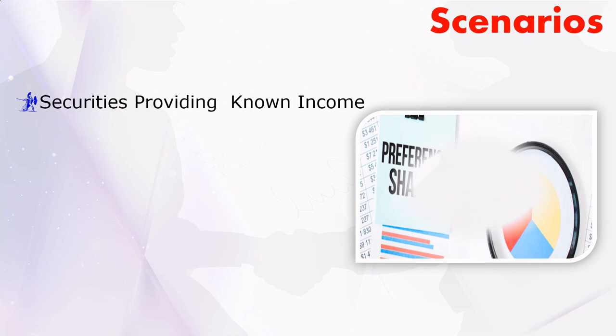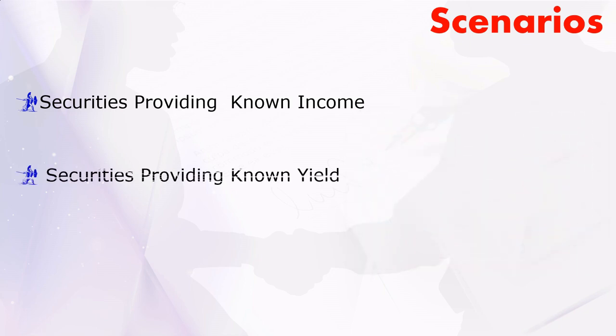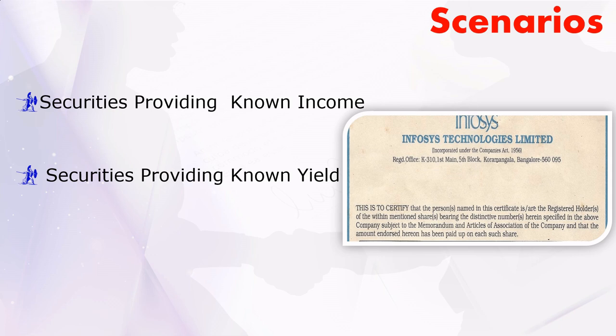The third scenario is securities providing known yield. Yield usually is in percentage, which means that you are going to get income in percentage, maybe dividend or maybe interest. For example, let us assume Infosys is going to declare a dividend of 5%, and this is obtained during the period of the holding of the share. In such a situation, if you want to value a forward or futures contract on Infosys, this third variation of the base model you have to apply and find the value of forwards or futures.